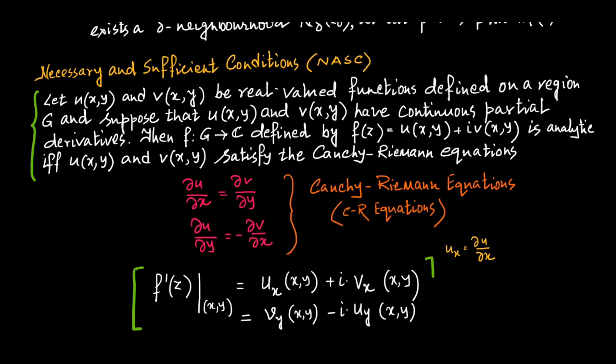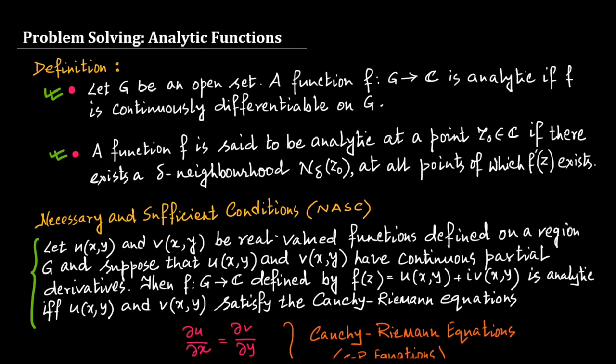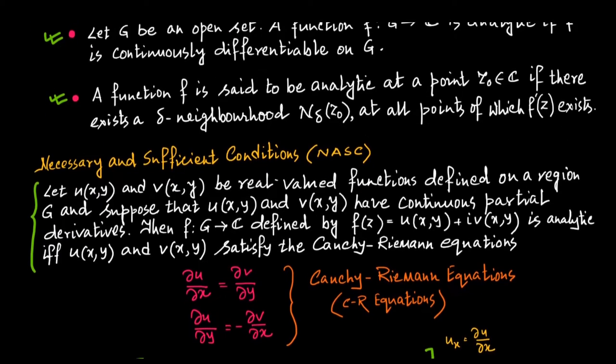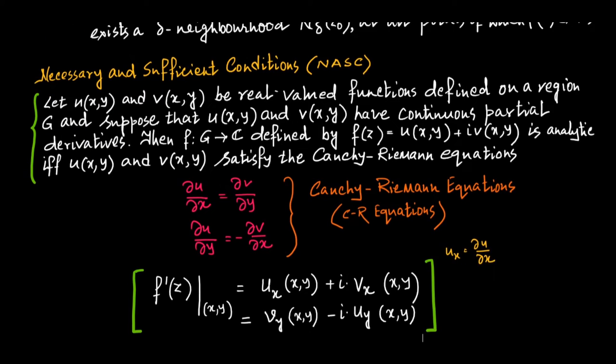So the point is, if my function f(z) is differentiable, then the derivative of f(z) at any point (x,y) can be written in this way. And we know that if a function is analytic, then essentially it is differentiable. So if a function is analytic, we can find its derivative using this formula. So these are the things which we need to keep in mind before we start solving problems. You can pause the video and have a revision of this formula once again before we start solving a problem. So now let us start solving some problems.